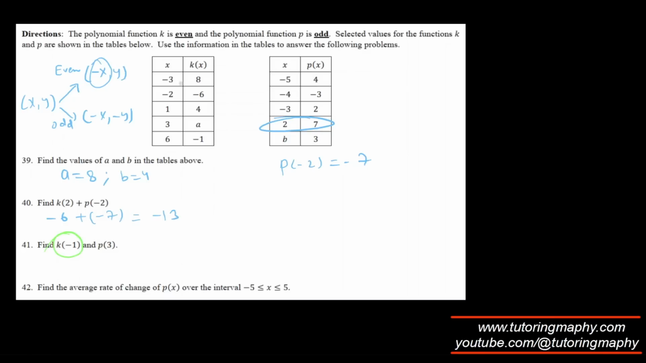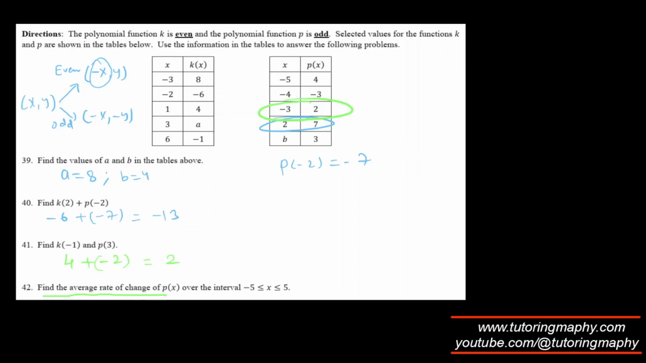What is k of negative 1? Likewise, k of 1 is 4. So k of negative 1 will also be 4. And what is p of 3? P of negative 3 is 2. So p of 3 will be negative 2 because the sign changes. So this will become 2.